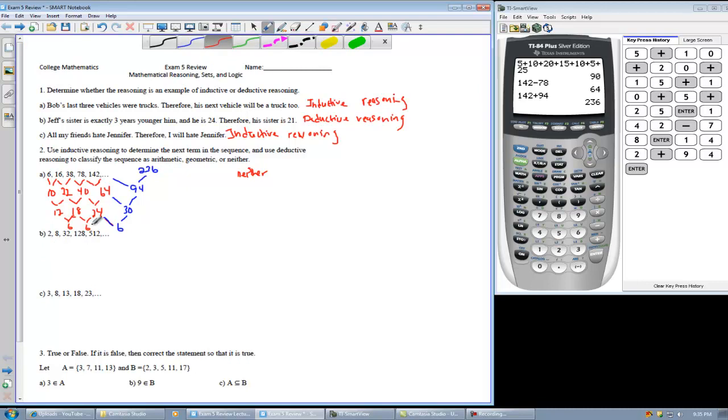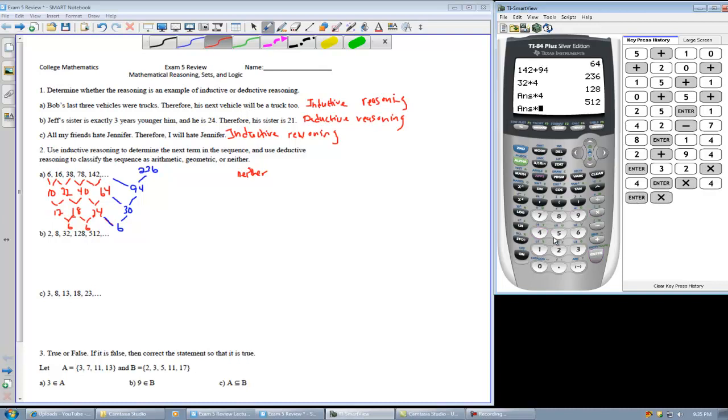So in part B, I have this sequence 2, 8, 32, 128, and 512. So am I adding? Let's see. So 2 plus 6 is 8, plus 6 is 14, no. How about multiplying? Well, 2 times 4 is 8, times 4 is 32, times 4 is 128. And if I multiply by 4 again, I bet I get to 512.